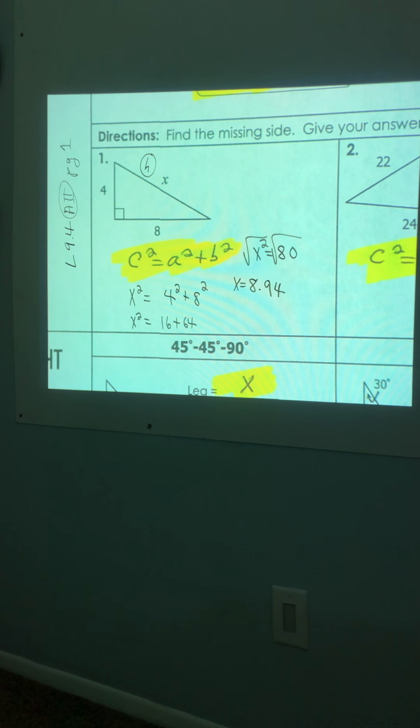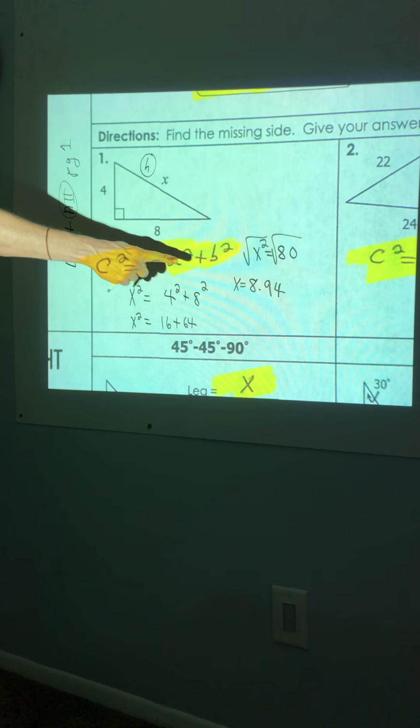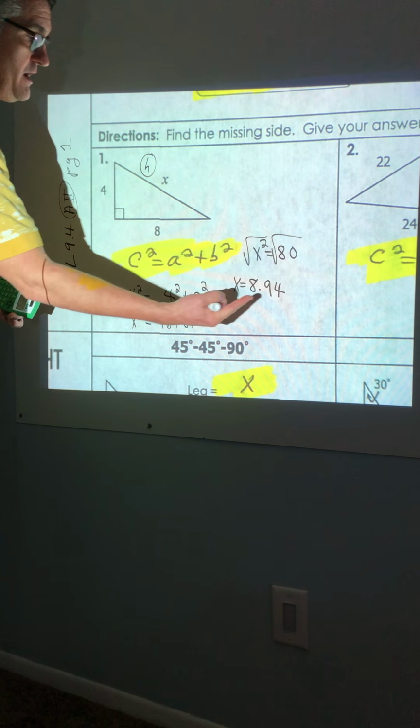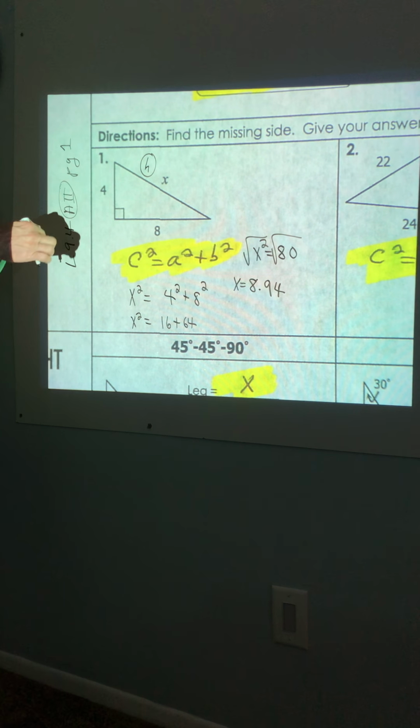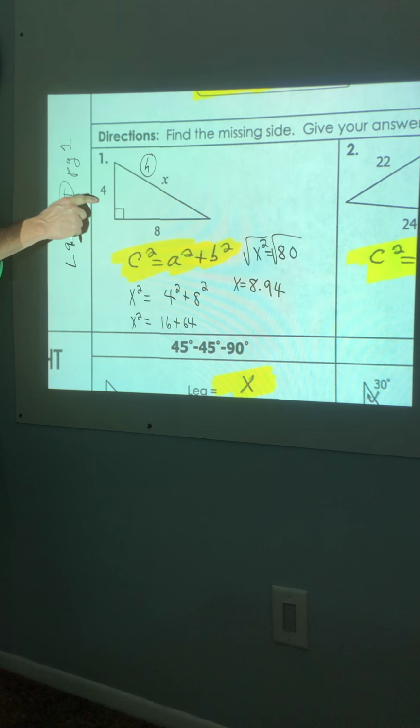Notice, I told you the hypotenuse, C, has to be the biggest side. Well, look, 8.94, that's almost 9. That's bigger than 8, that's bigger than 4. So that's kind of a good way you can check. Your answer for your hypotenuse has to be larger than both legs.